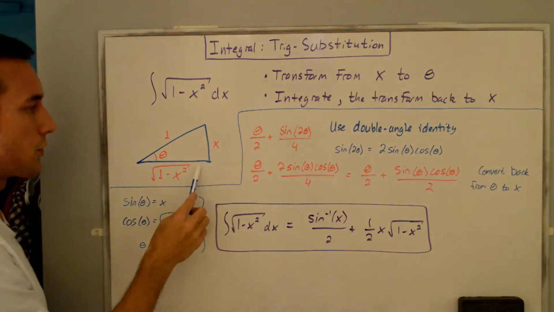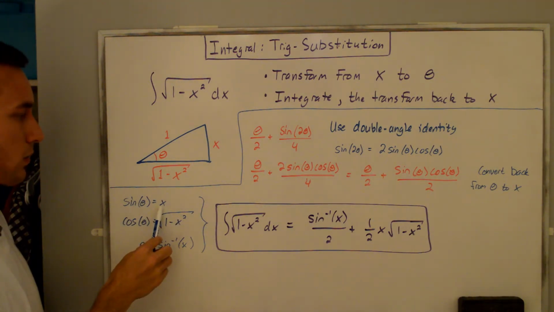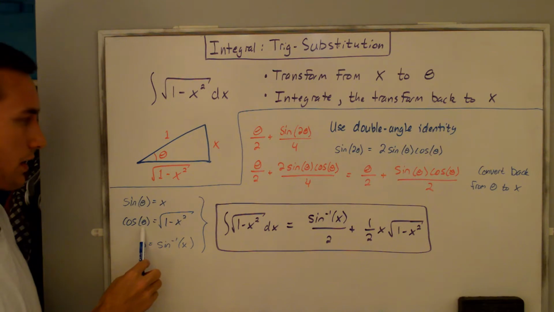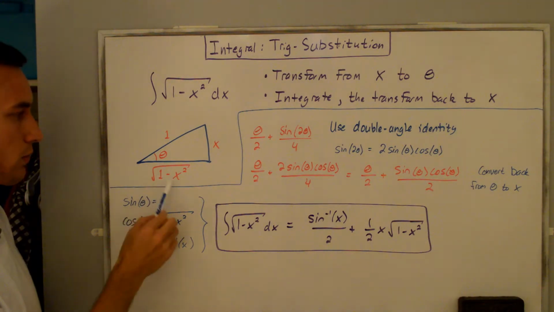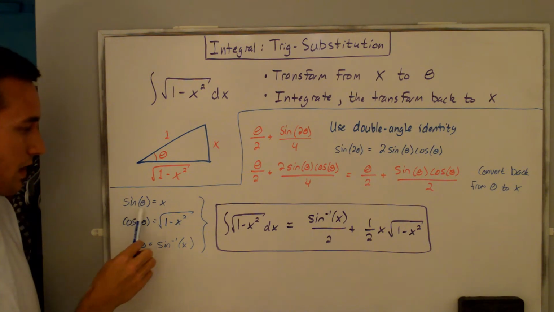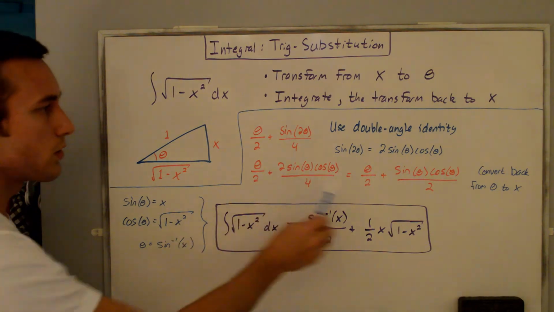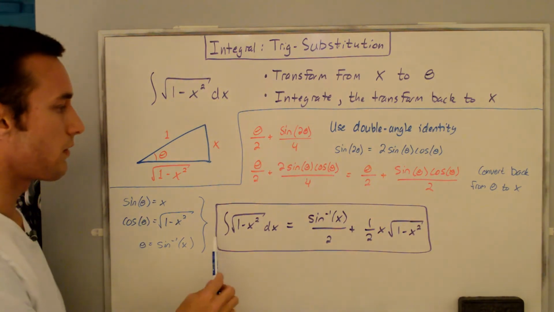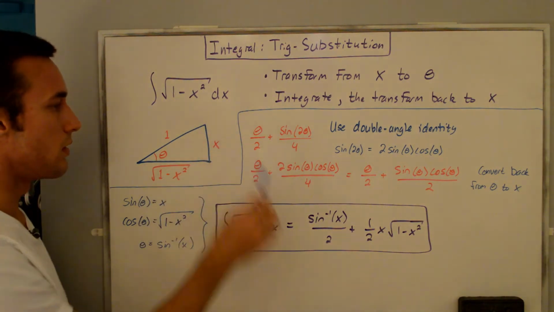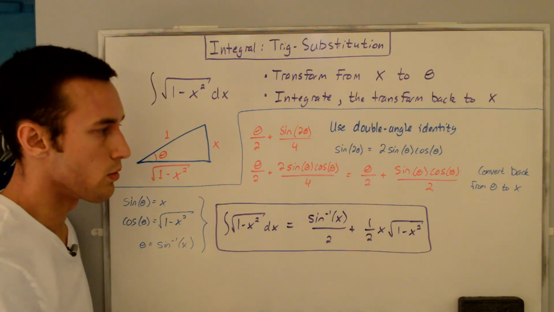And that's why I've left up the triangle again, because now we have an expression for sine theta, which is just equal to x over 1, which is just x. The cosine theta is the same as before, which is the square root of 1 minus x squared over 1, which is this. And then theta we can just solve for by taking the inverse sine of x from this expression right here. And if we plug all those back up into this expression up here, we get the final result: this integral is equal to inverse sine of x over 2 plus 1/2 x times the square root of 1 minus x squared.